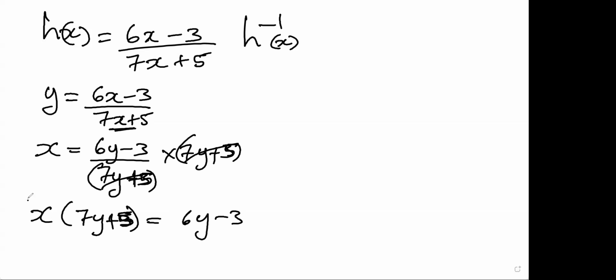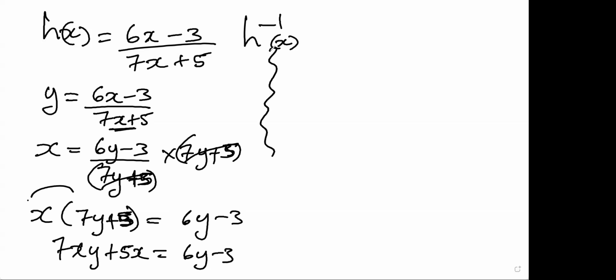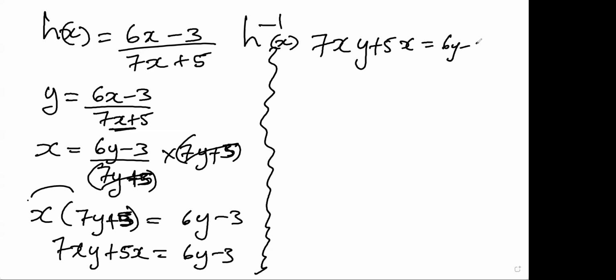Next, we expand the bracket. So it's x times this, which will give us 7xy. X times 5 will give us 5x. Let us rewrite it at the top. Let's rewrite the exact thing, 7xy plus 5x equals 6y minus 3.